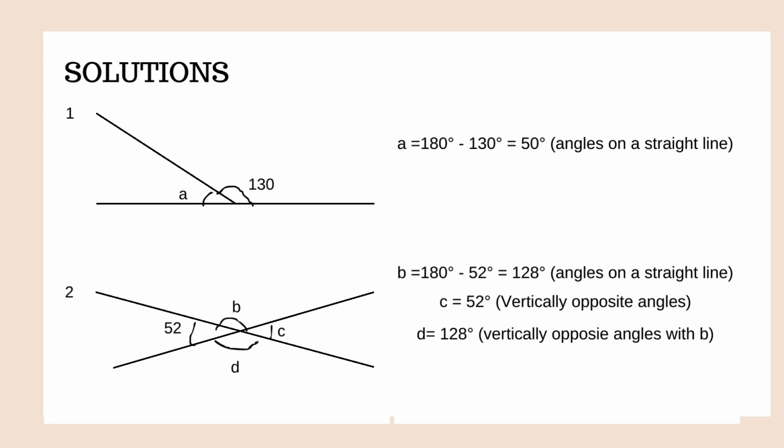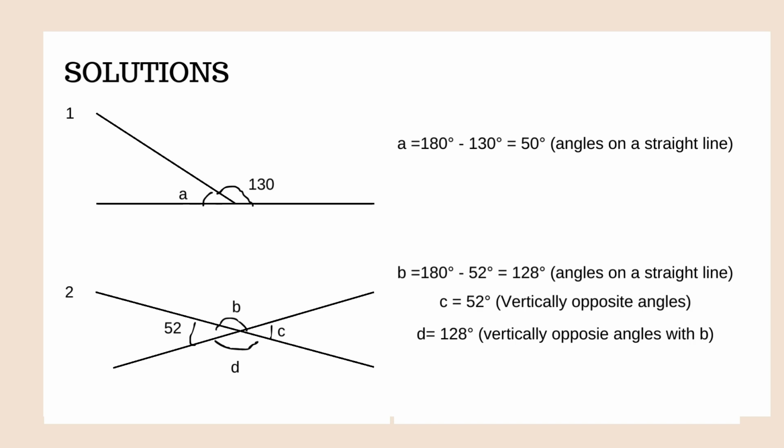For the second one, I have that my B will be equal to 180 minus 52 degrees, because the 52 degrees and the B are sitting on a straight line. So that is angles on a straight line. So my B gives me 128 degrees. And then my C is vertically opposite to the 52 degrees. And my D is also vertically opposite to B, which is 128 degrees. So my C is 52 degrees and my D is 128 degrees.